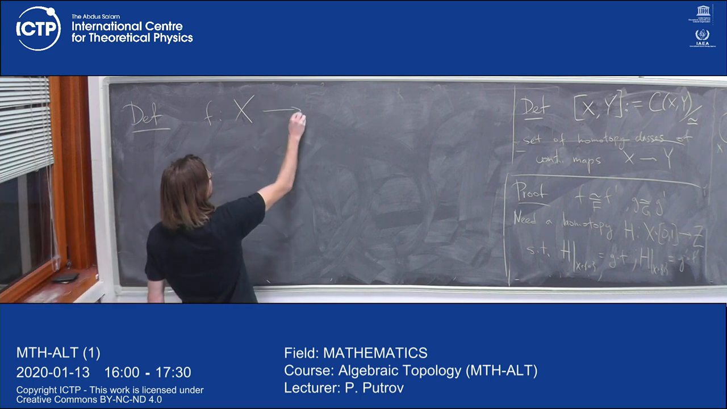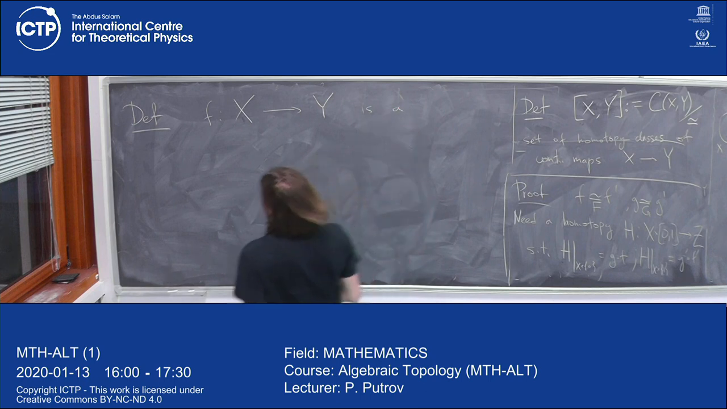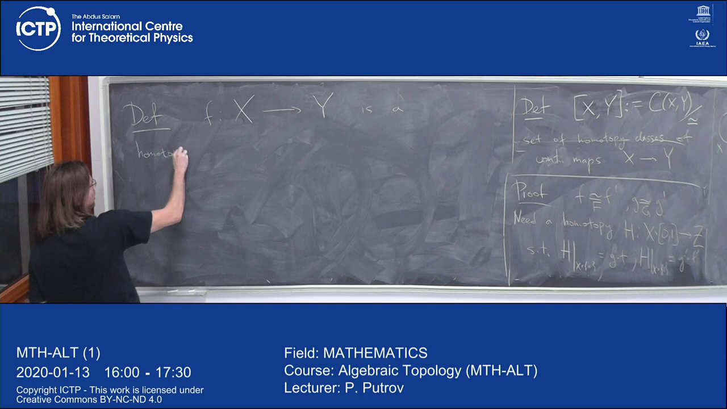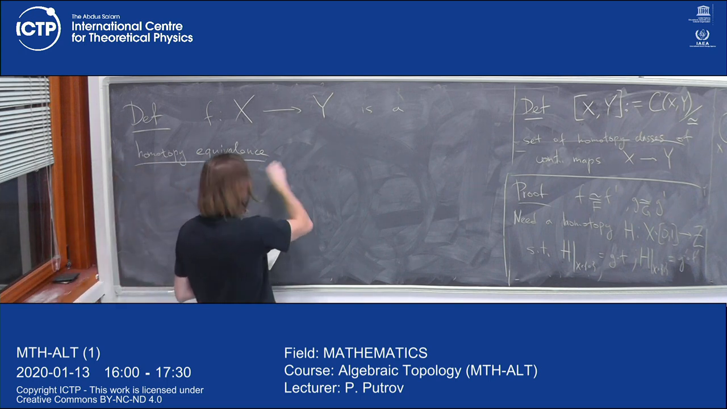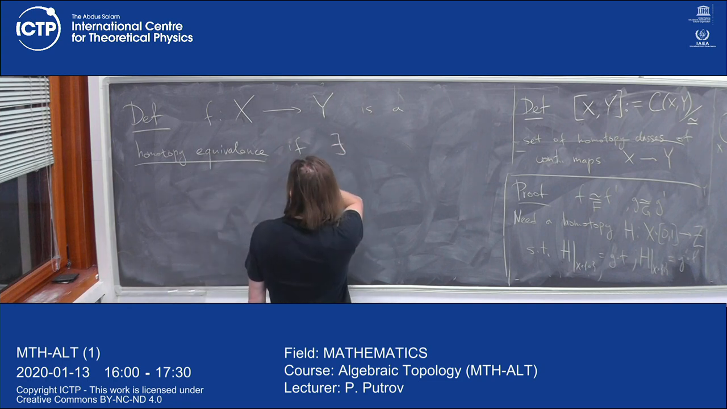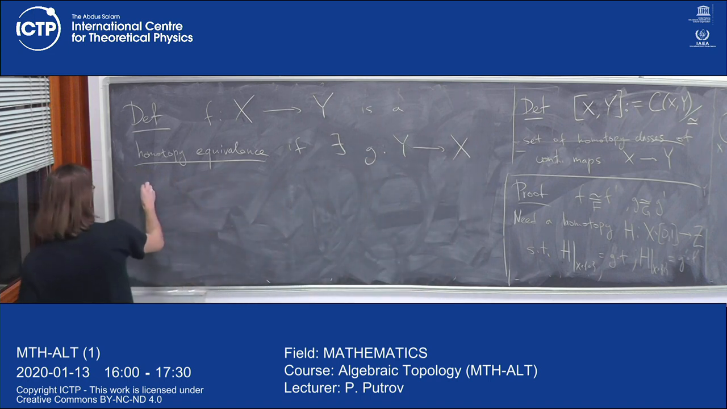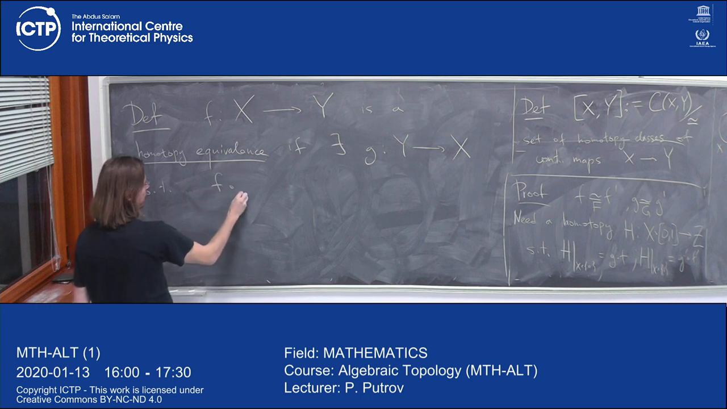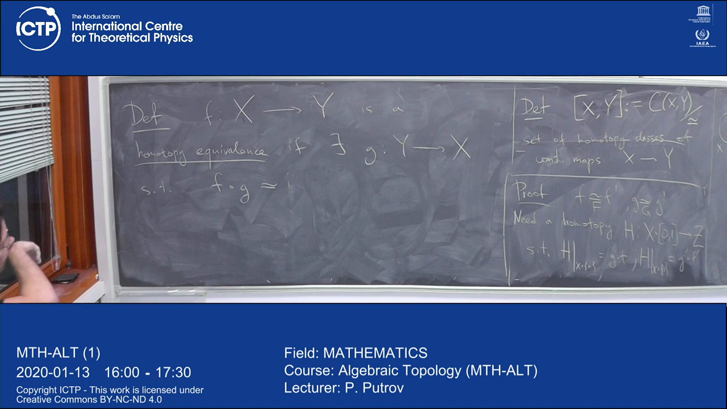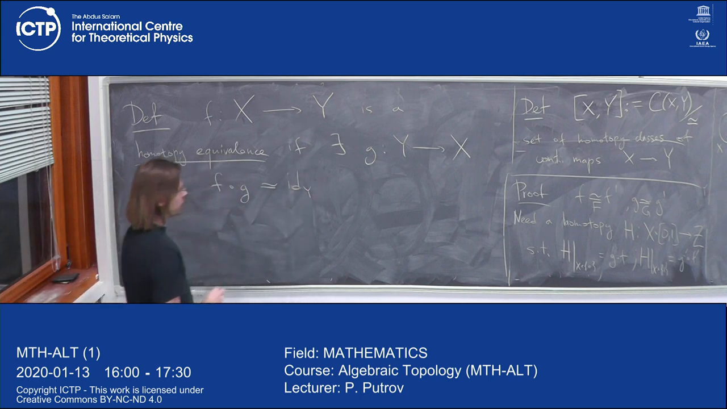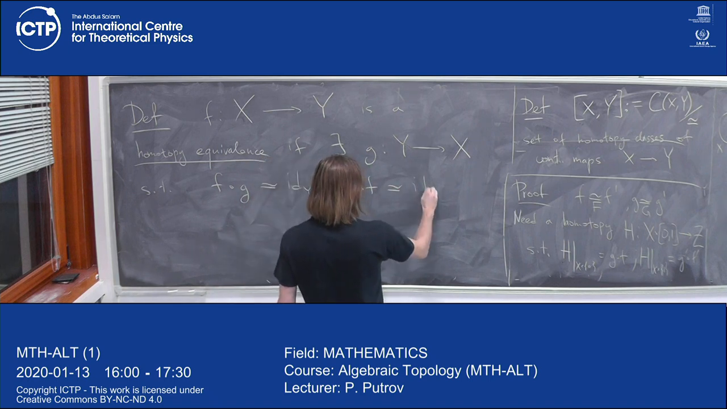Here is another definition. Let F be a map from X to Y. It is called a homotopy equivalence if there exists a continuous map G from Y to X such that if I take the composition of G with F, this is a map from Y to Y, and it is also required to be homotopic to the identity map on Y. And if I take the composition the other way around, it should be homotopic to the identity map on X.